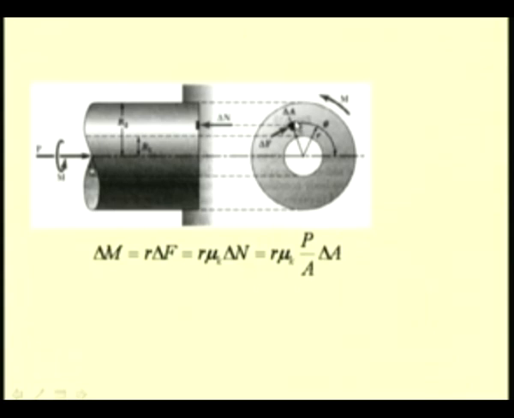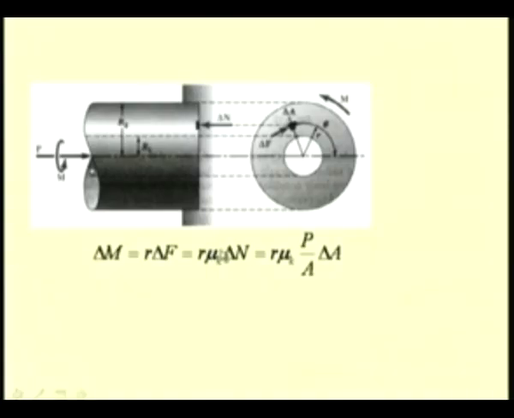So, let us write the moment because of this frictional force delta F. The moment arm is R, the radius at which this element has been chosen. So, the moment is R times delta F, which for the running condition can be related to the normal force by the coefficient of kinetic friction. So, we have this equal to R times mu k delta n.